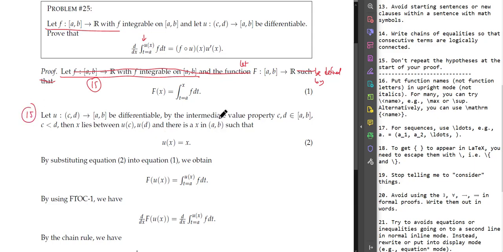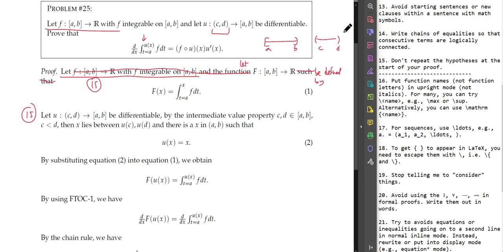So you're saying by the intermediate value property, C and D are in AB. Oh no. C and D have nothing to do with AB. The AB could be over here, and CD could be over here, right? Like that. Well, I'm not drawing that quite well, am I? CD could be some interval over to the right or to the left. It doesn't matter. Point is, they don't have to have anything to do with each other.